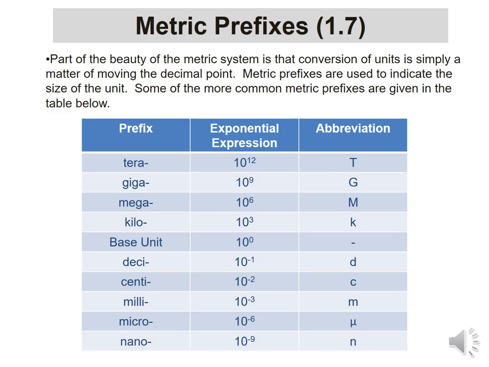Notice the way it's set up is that this is 0, and there's 3, 6, 9, and 12. They go by 3s up there. Down here, we're pretty much 1, 2, 3, and then we start going by 3s. 3, 6, and 9. Big ones right in here. The kilo down to the milli are the ones that you'll most likely see.